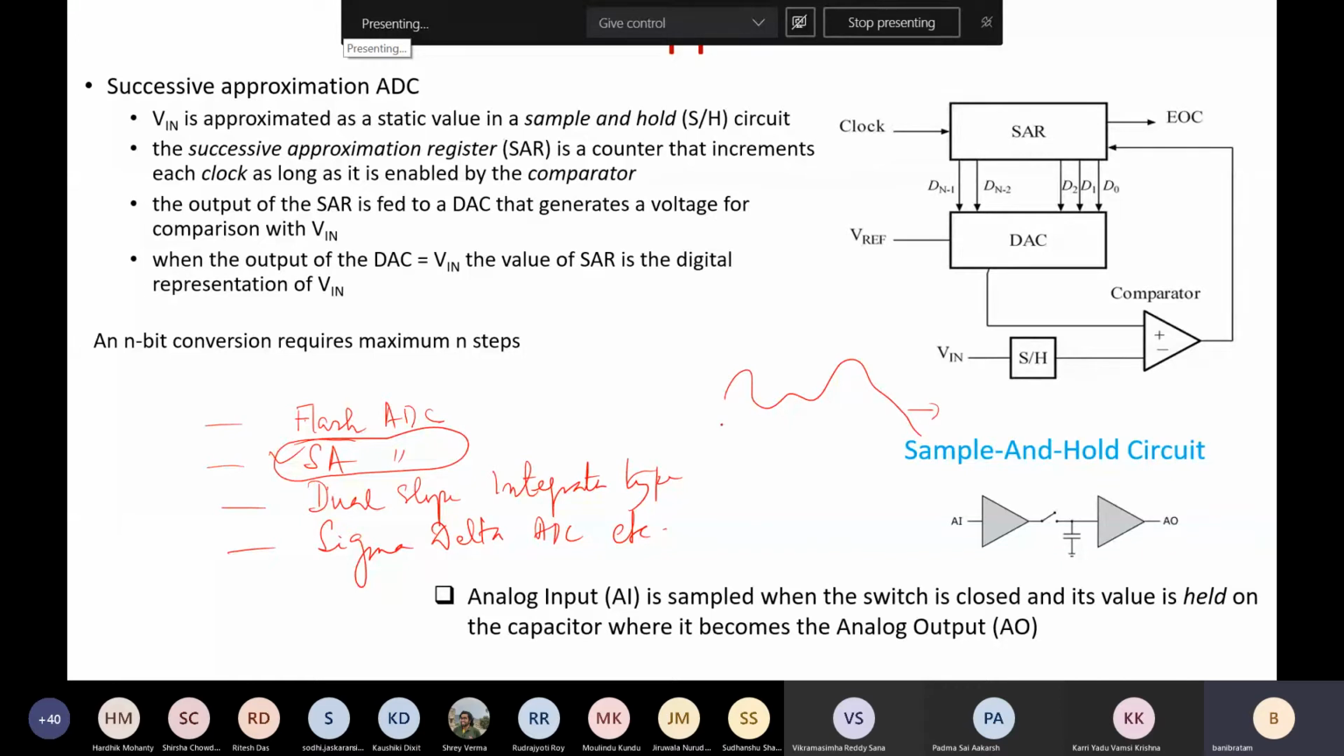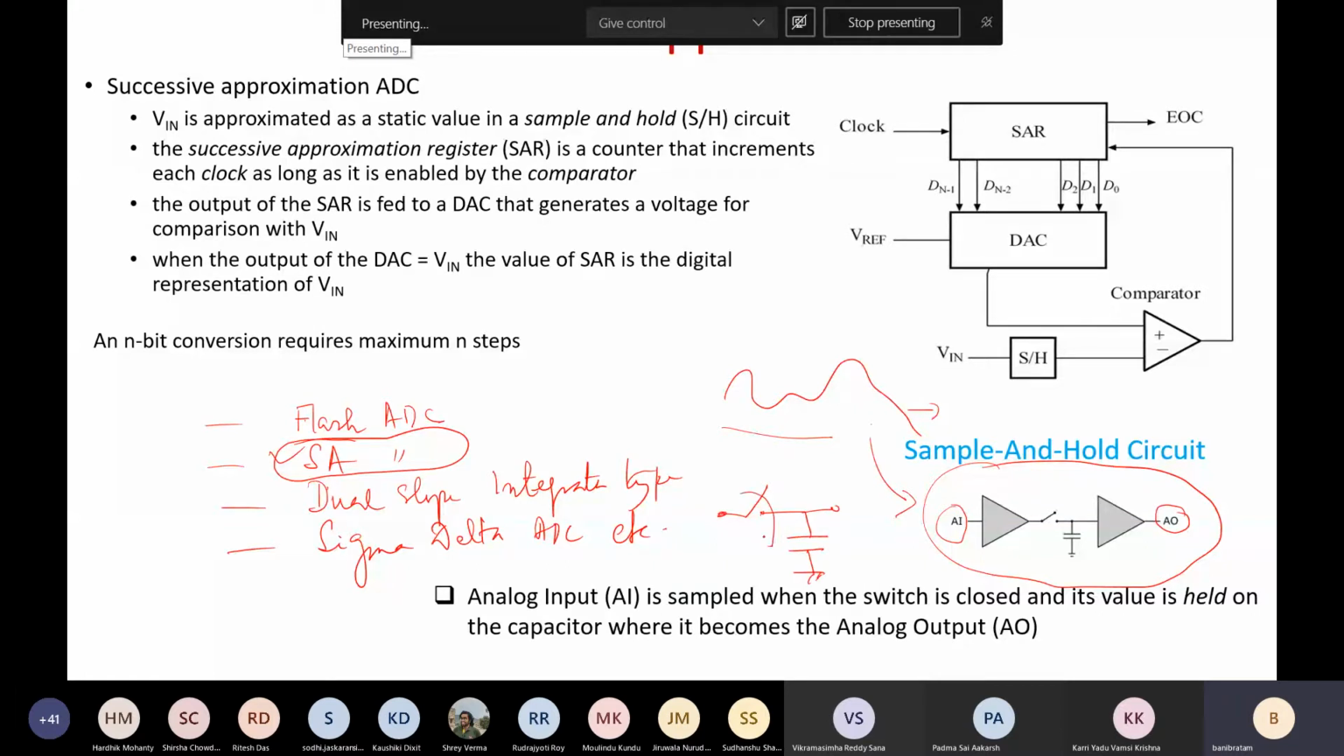So the first step is we have to discretize the signal. How to discretize it? We can use the sample and hold circuit. What is the logic of the sample and hold circuit? The simplest logic has been shown here. This AI corresponds to the analog input, which we need to discretize, and AO corresponds to the analog output, right? Some amplifier blocks have been shown, but the basics of the sample and hold is simply that it consists of one switch and one capacitor, typically, right?